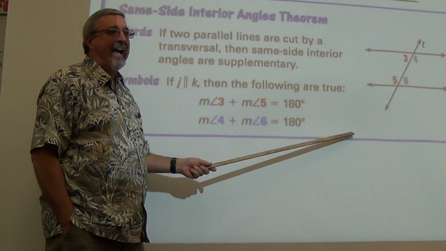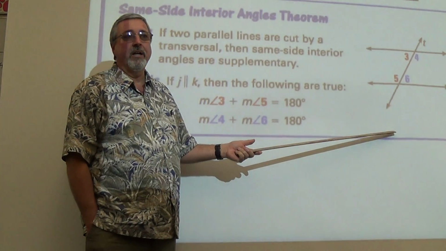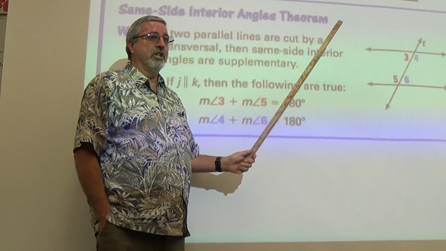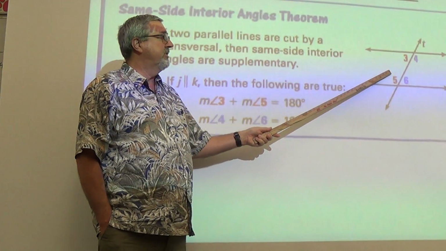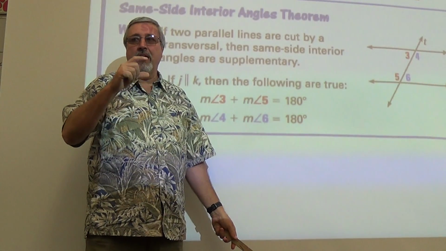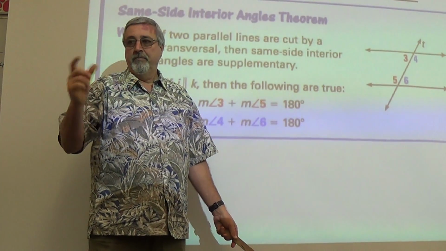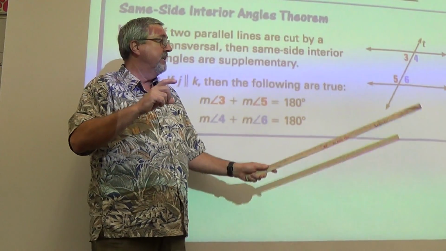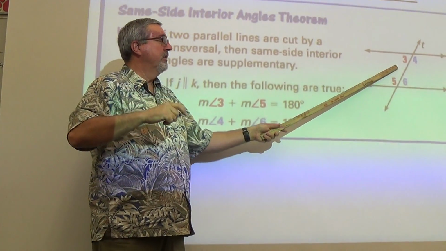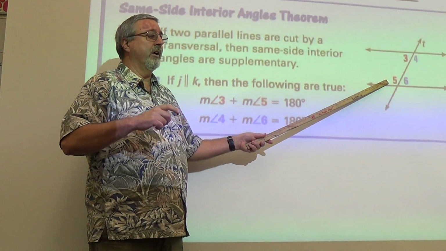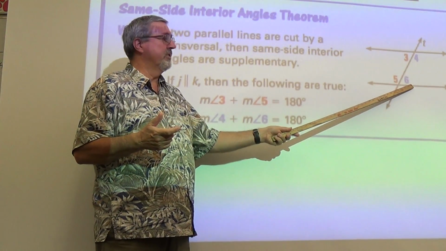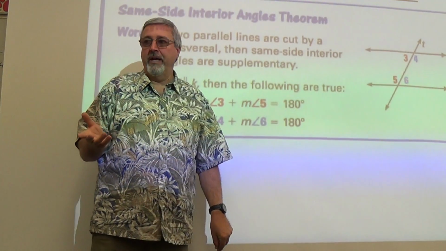That means that they're going to add together to equal 180 degrees. So same side interior is again just what the name says. It's on the same side of the transversal, and they're inside the parallel lines. Same side of the transversal, and they're interior. So angle 3 plus angle 5 is going to equal 180, and angle 4 plus angle 6 is going to equal 180. Okay.